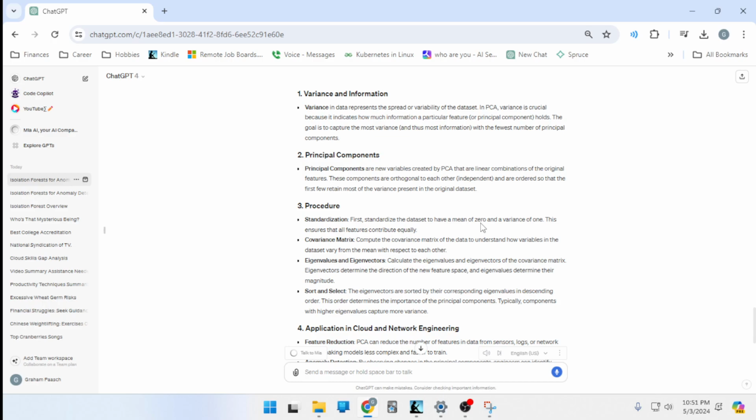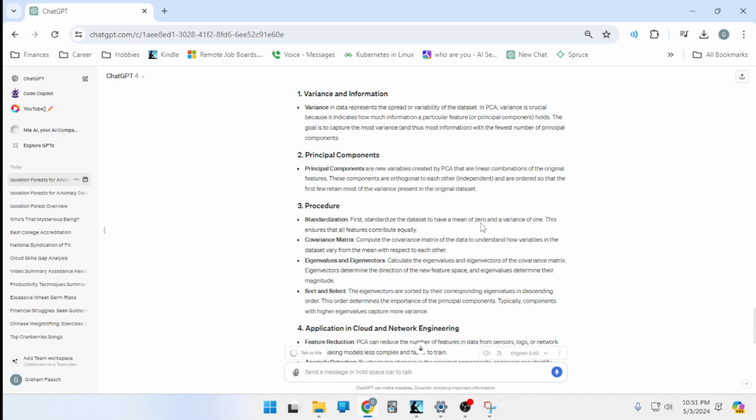3. Procedure. Standardization. First, standardize the dataset to have a mean of 0 and a variance of 1. This ensures that all features contribute equally. Covariance matrix. Compute the covariance matrix of the data to understand how variables in the dataset vary from the mean with respect to each other. Eigenvalues and eigenvectors. Calculate the eigenvalues and eigenvectors of the covariance matrix. Eigenvectors determine the direction of the new feature space, and eigenvalues determine their magnitude.